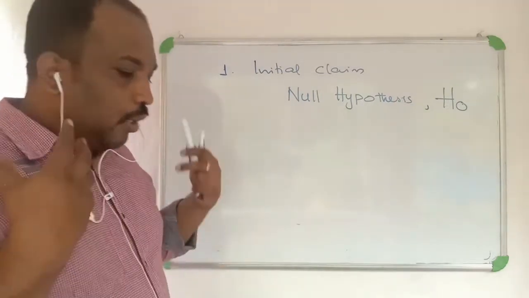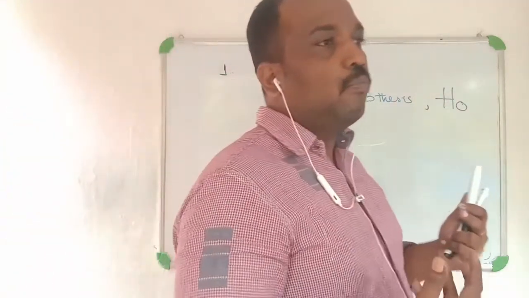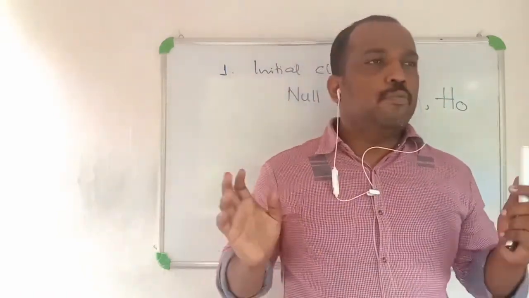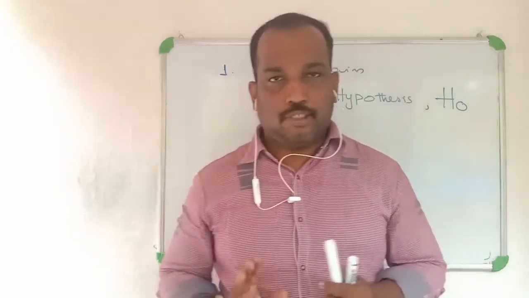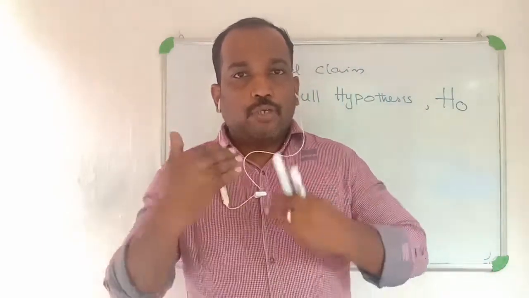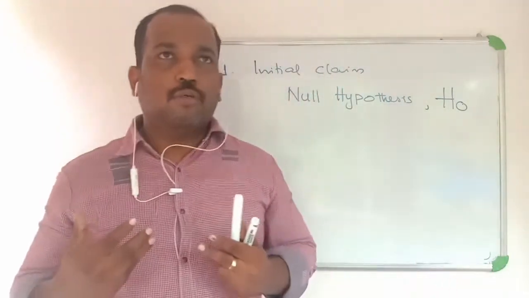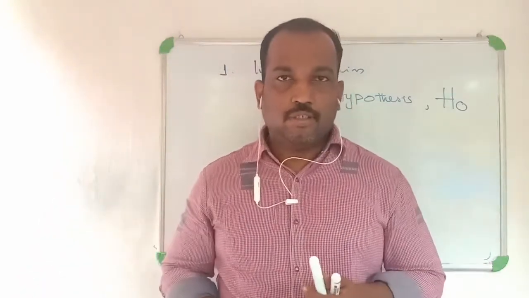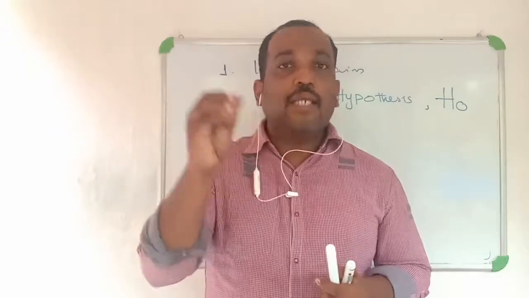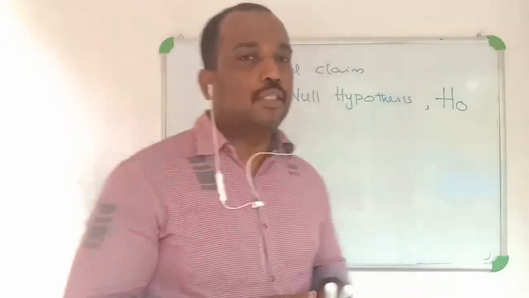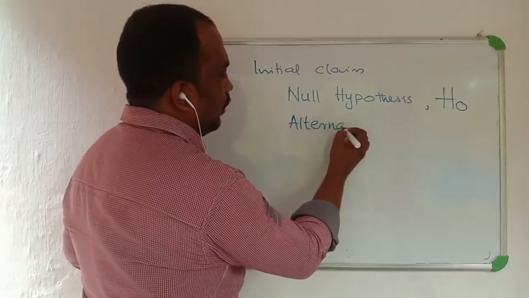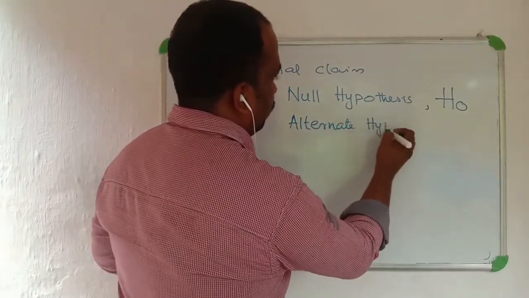Now, to accept or reject my claim, you make a claim of your own. You will say, no, I am not sure, I think it is more than 10%, or I think it is less than 10%. So the second claim which you made is the alternate hypothesis.